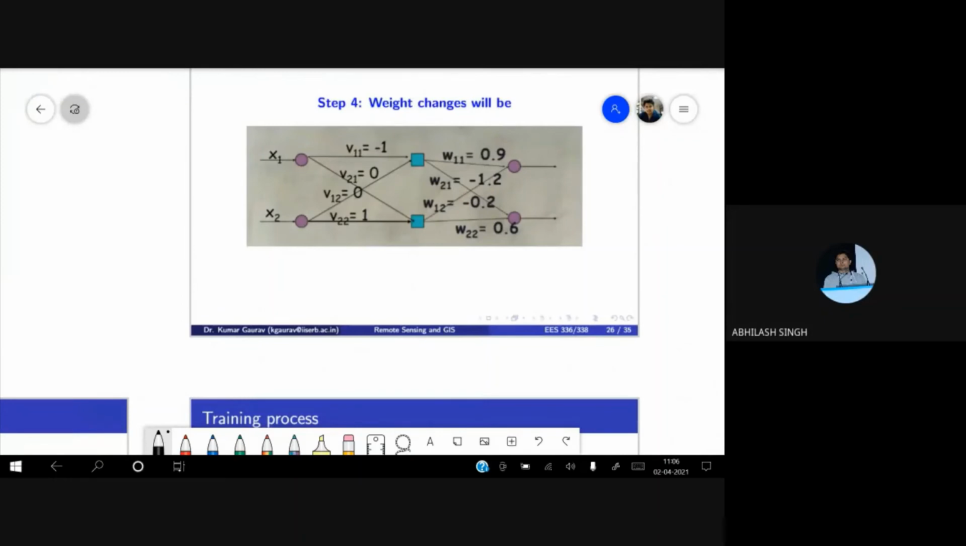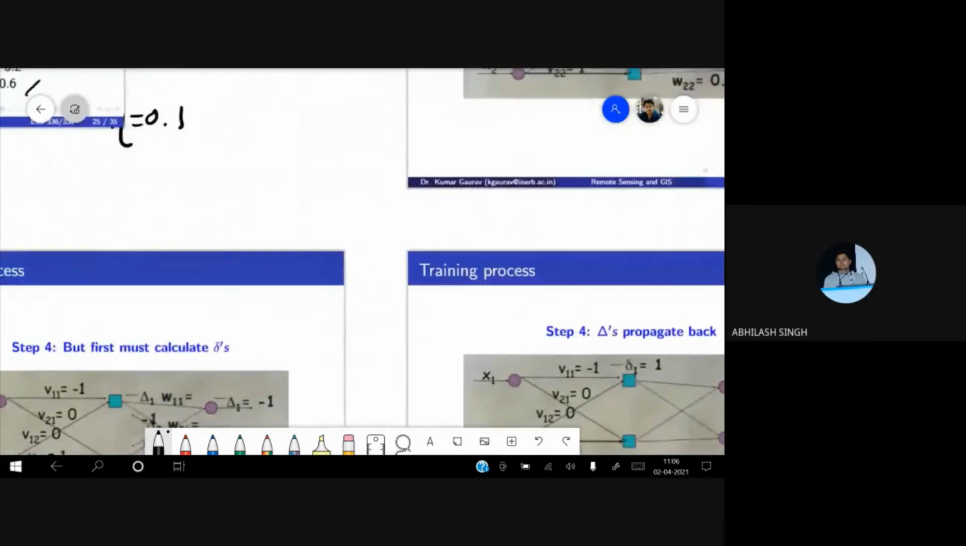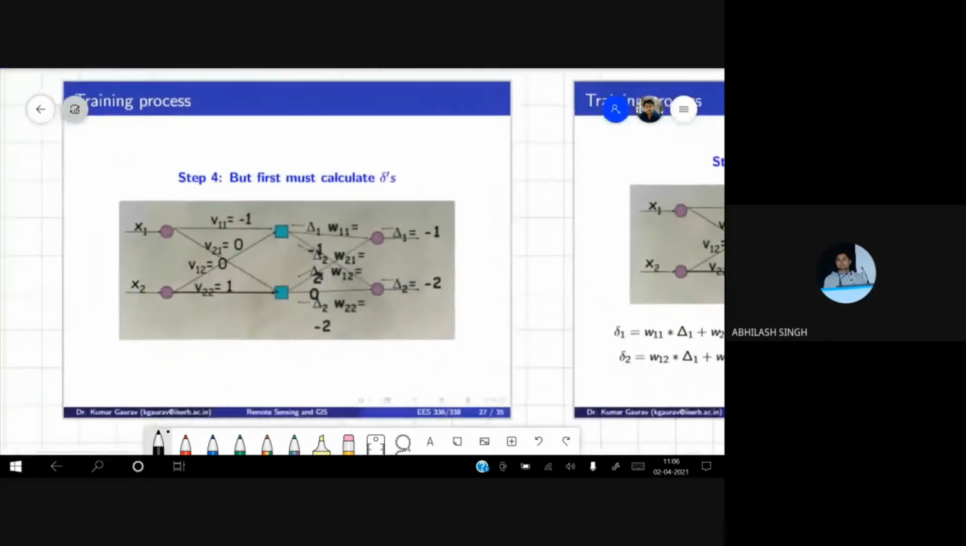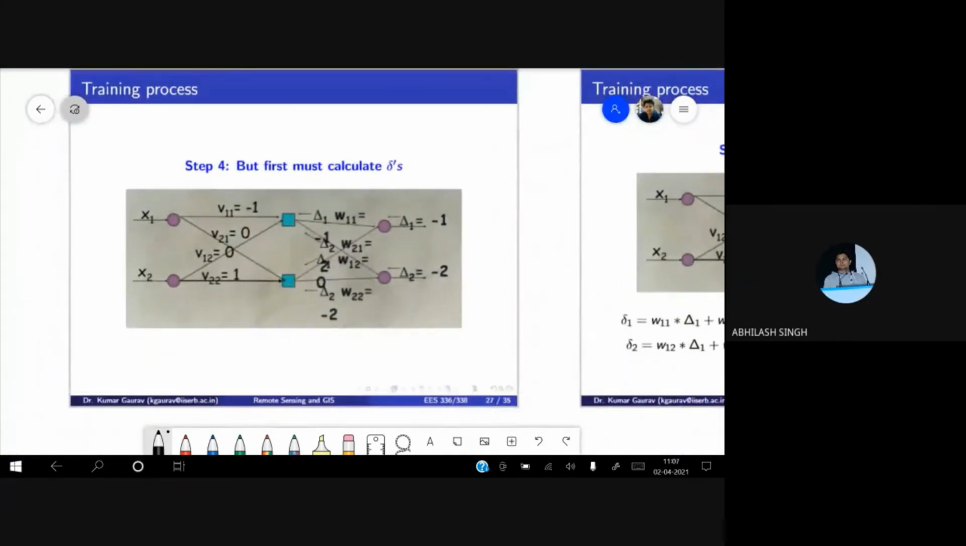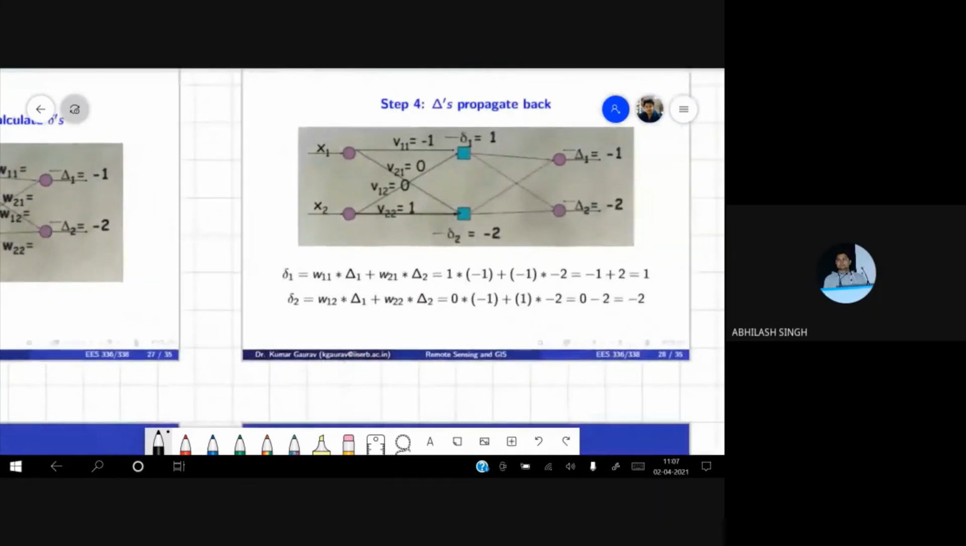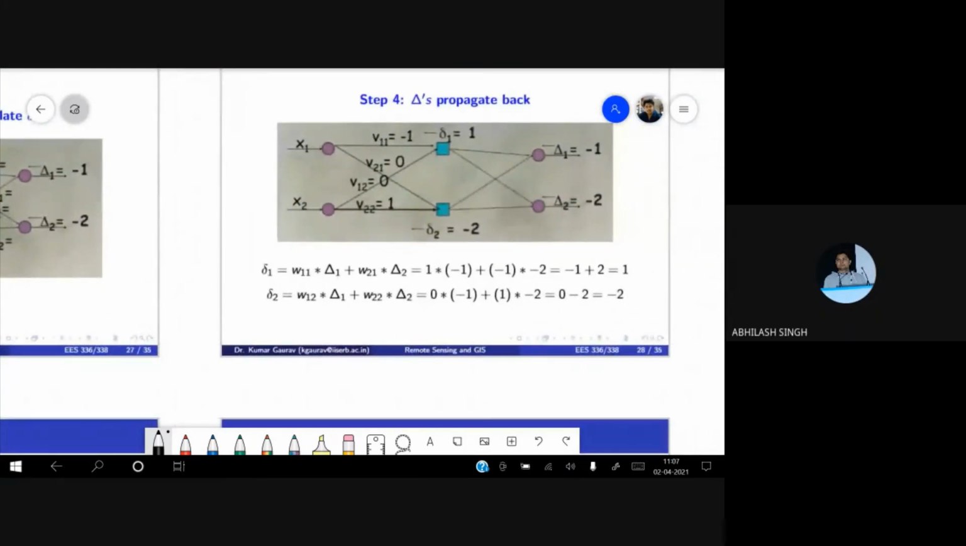So we have updated this weight, and now we have to compute the changes at the hidden layer. Earlier we computed the changes delta 1 and delta 2 at the output layer. Now we will have to compute the changes at the hidden layer itself, which we have represented with a small delta. Here I have written the formula. Delta 1 will be nothing but this weight multiplied with delta 1, plus this weight multiplied with delta 2.